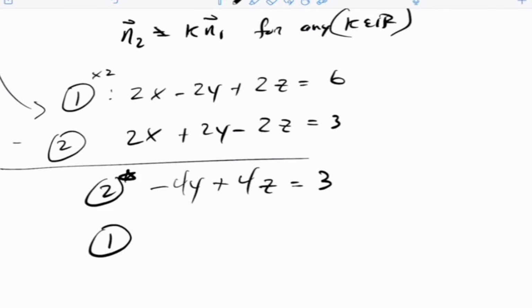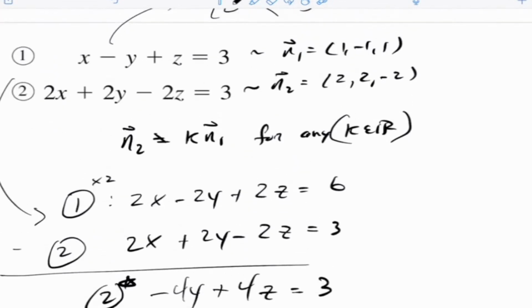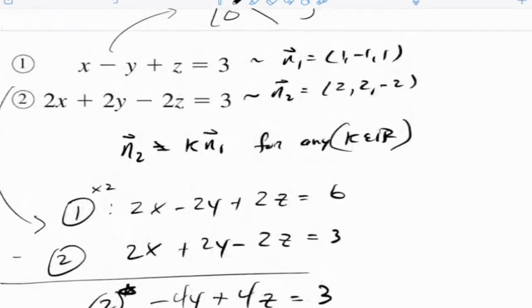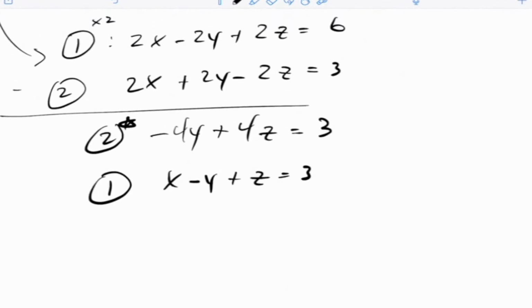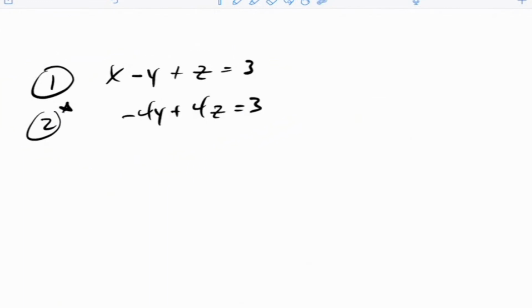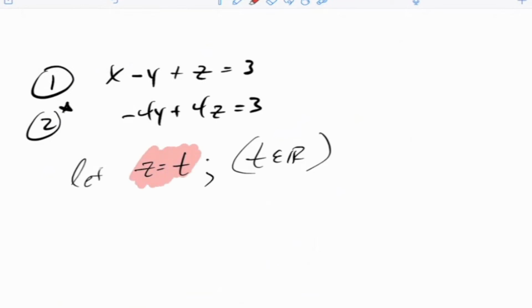So now we have two equations. Equation 1, our first plane here, x minus y plus z is 3. And then equation 2 star, minus 4y plus 4z is 3. Now I'm in a situation like we were before where I have 3 variables, 2 equations. So like we were talking about, you're going to have to introduce a parameter. I'm going to let z equal t, where t is any real number. The idea here is z can be anything you want, because one of these variables has to be anything I want to be able to actually solve for the x and the y.